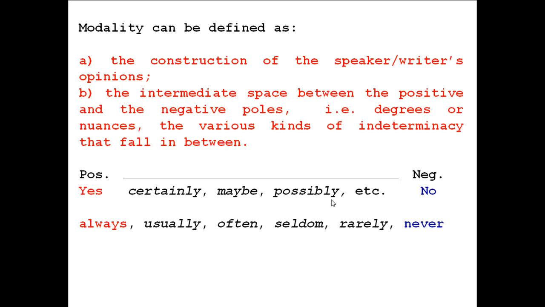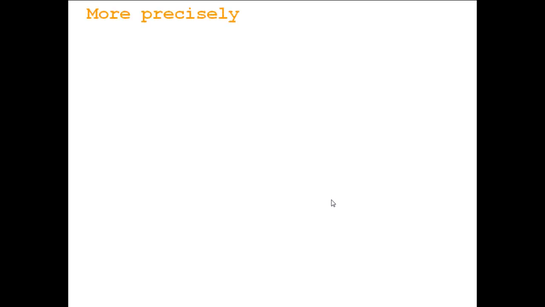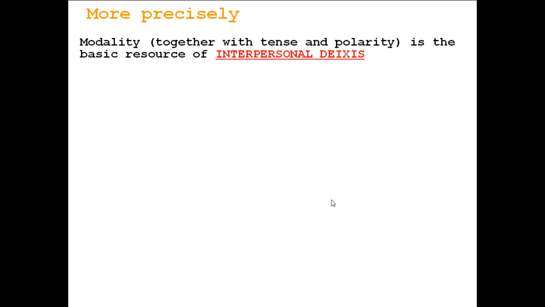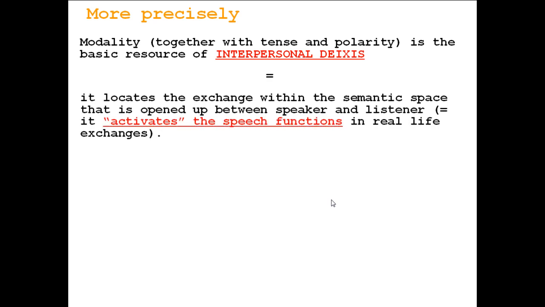which would all be modal adjuncts. Okay, let's be even more precise than this. Modality is a resource for interpersonal deixis. What is interpersonal deixis? Deixis, as you know, is pointing at something, and in this case we're pointing at the relations between the people involved, and this is a key fundamental property in order to activate the speech functions that we talked about in my previous lectures.